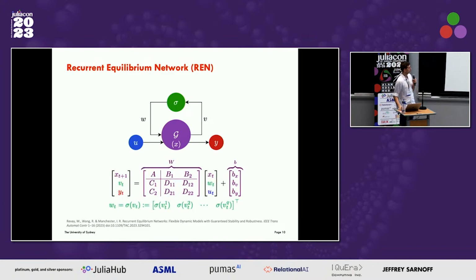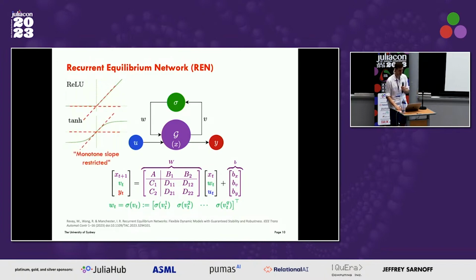Mathematically, it looks like this. Basically, this is just one big matrix multiplication fed through a relu or a tanh. Everything in purple there corresponds to our linear system, so it's just a bunch of matrix multiplications, and you can group things together into weights and biases as we're used to thinking about neural networks. The only restriction on our activation functions is we have to have this monotone slope-restricted property.